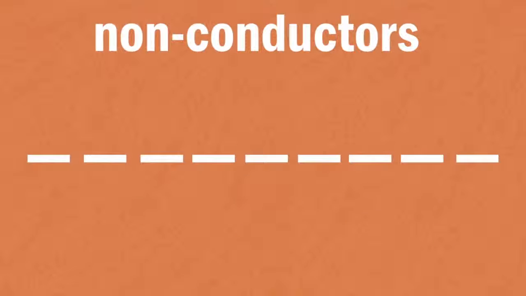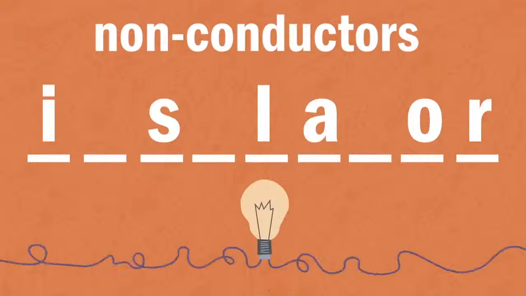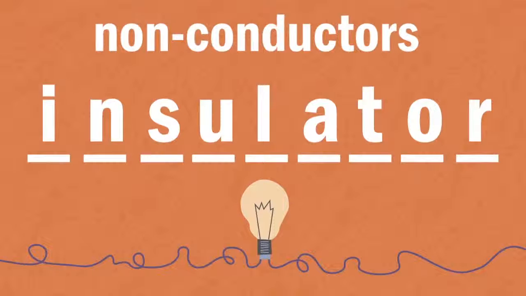What is the other term used to describe a non-conductor? The correct answer to describe substances that do not readily conduct heat or electricity is an insulator. Did you get it right?